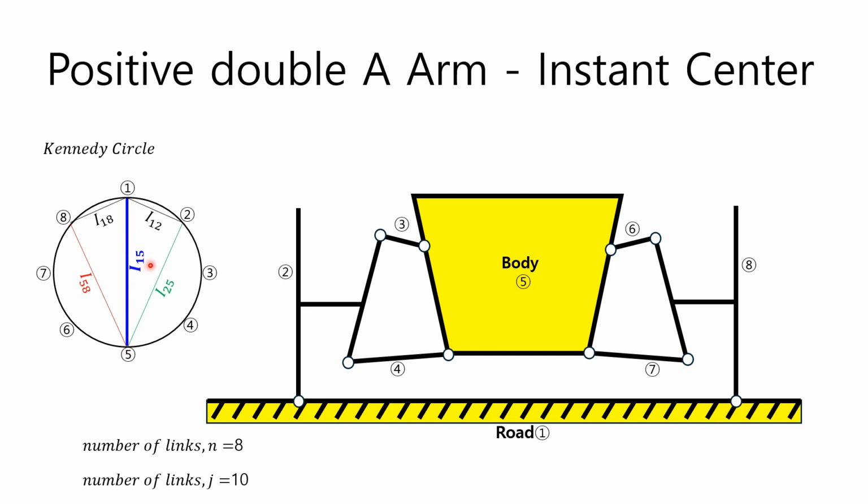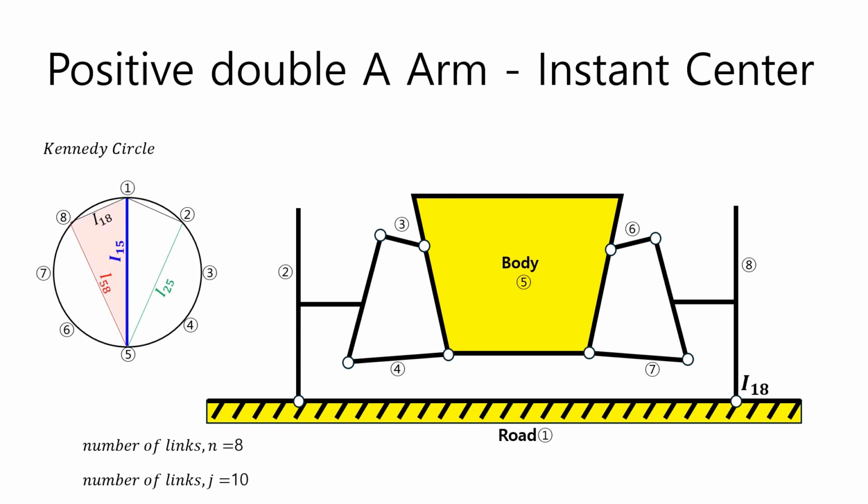The straight line connecting link 1 and link 5 is I15, and the triangles sharing this line on the Kennedy circle are link 158 and link 152. According to Kennedy's theorem, the instant centers I18, I58, and I15 of the left triangle must all be on a straight line. Also, the instant centers I12, I25, and I15 of the right triangle must all be on a straight line.